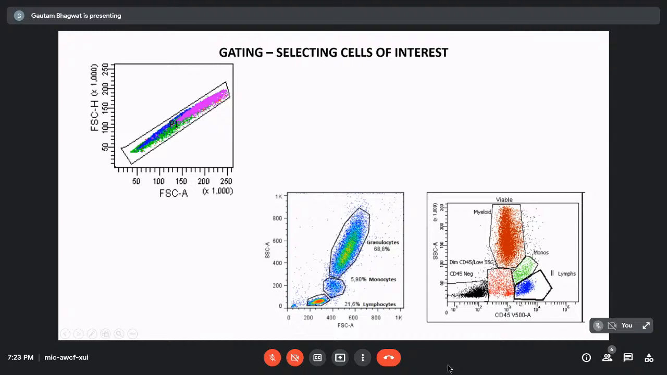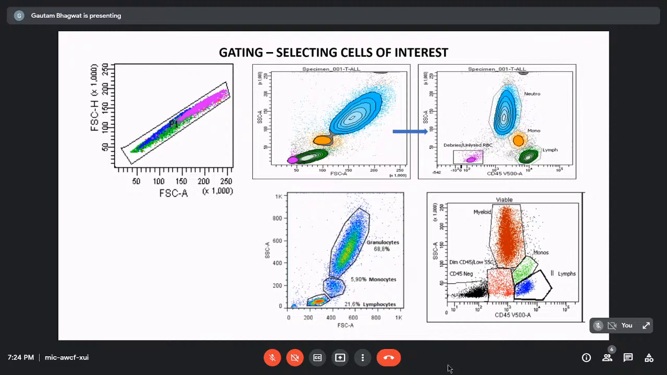So 10 to the power 4 is bright, 10 to the power 3 is moderate, 2 is dim, and anything between 1 and 2 would be negative. So it depends on the known cell how we call something dim, bright, or moderate intensity. So this is the dot plot that I am showing you.